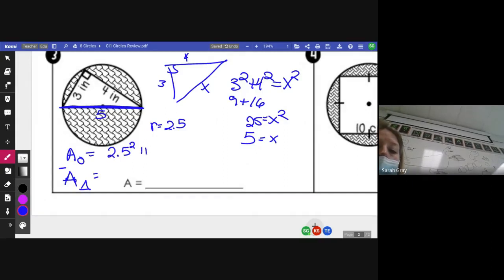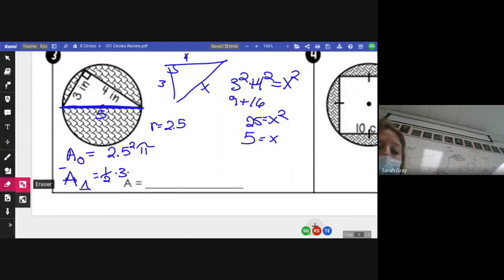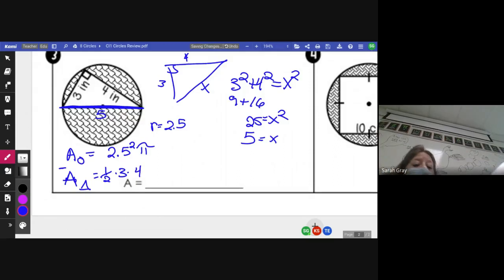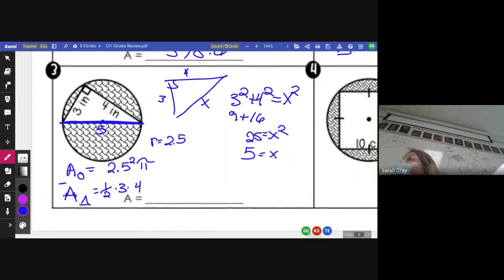Pi r squared for the circle. 1/2 base, nope, wrong number. 1/2 base times height for the triangle. 3 and 4 are the base and the height because they are perpendicular. Sorry, guys.